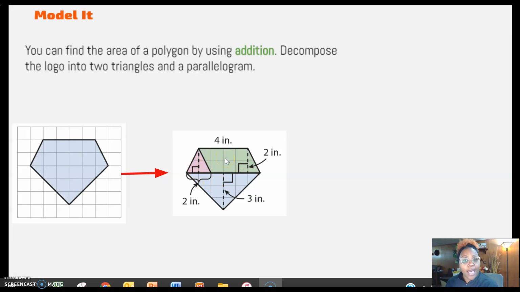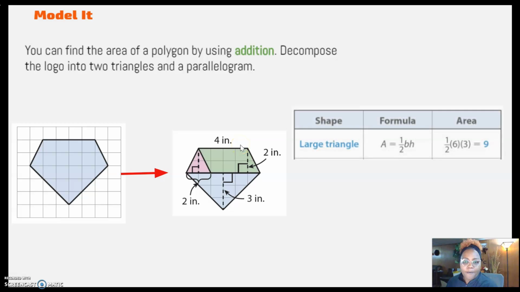I know this looks like a lot, but how do you eat an elephant? One bite at a time. So we take it piece by piece and find the area of this logo. So here we have our shape. The first one we're going to find the area of is our large triangle, the blue triangle at the bottom. Remember, the formula for the area of a triangle is area equals 1/2 of the base times the height. So now let's take it piece by piece and find the area of the large triangle.